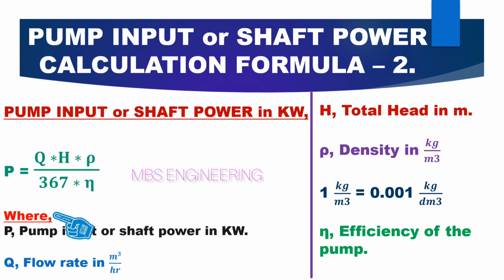Where, P is the pump input or shaft power in kilowatts. Q is the flow rate in meter cubes per hour. H is the total head in meters. Rho is the density in kilogram per meter cube. Generally, 1 kilogram per meter cube is equal to 0.001 kilogram per decimeter cube. Eta is the efficiency of the pump.